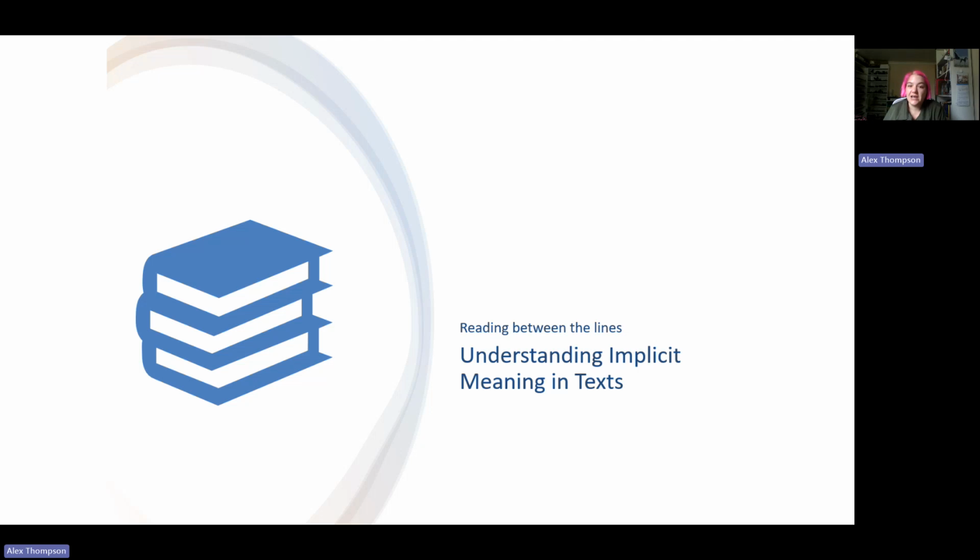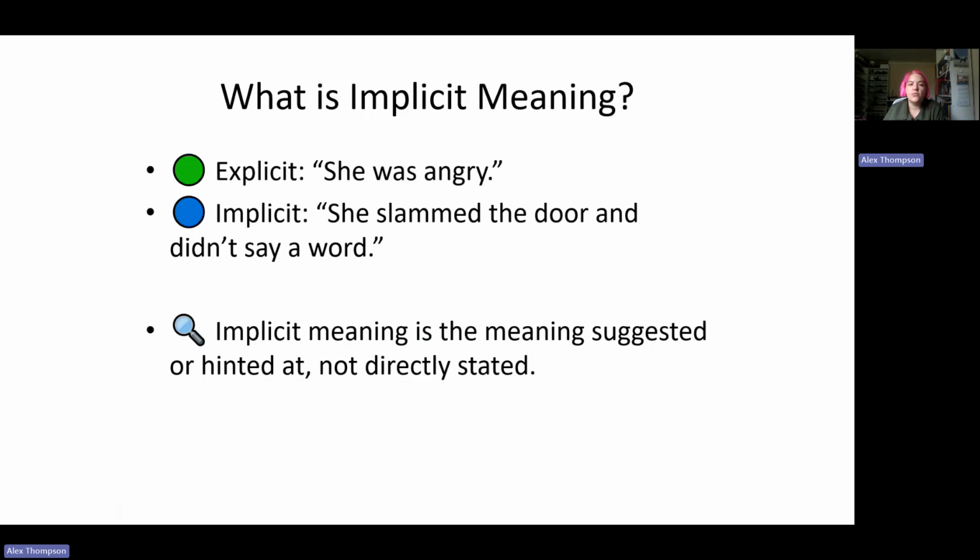What we're going to be having a look at in today's video is the difference between implicit and explicit language and how that affects the meaning of texts. So we're going to start just by having a look at what it actually means. What does the word implicit mean? Implicit is a meaning that is suggested or hinted at, but isn't actually written in the words that we're reading.